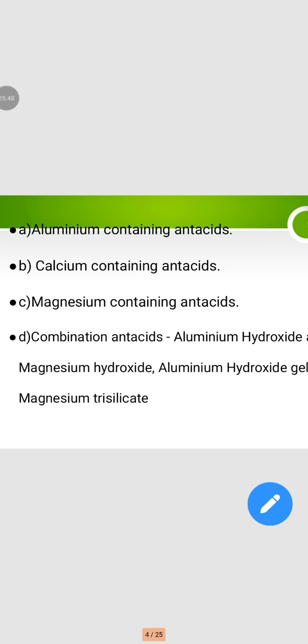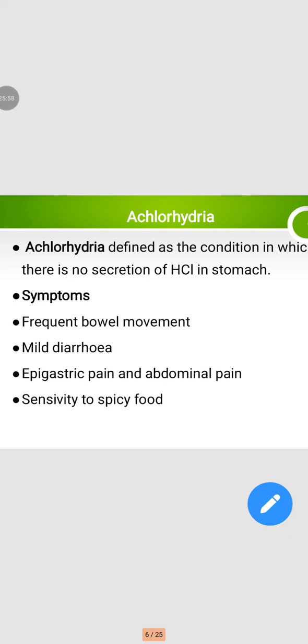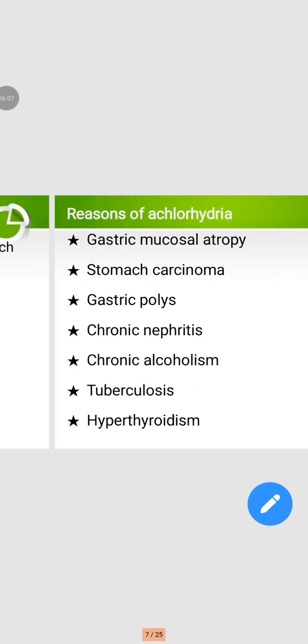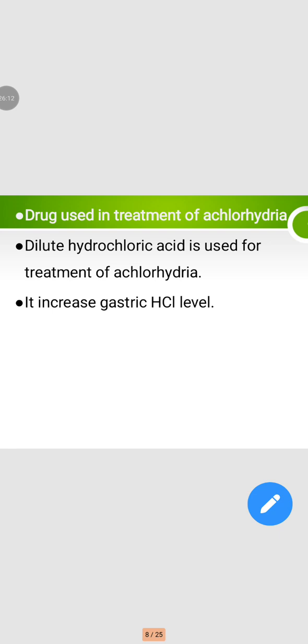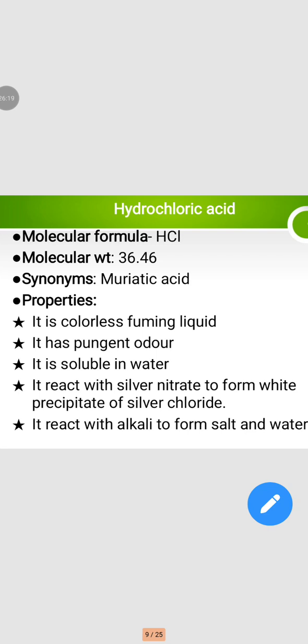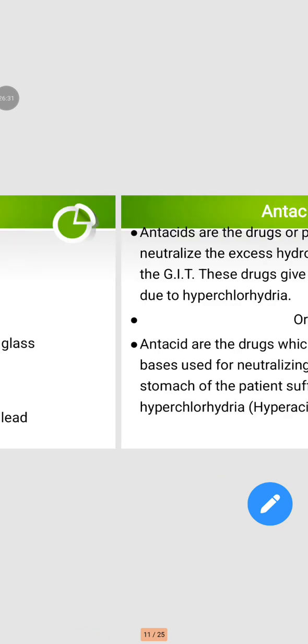More examples are combination antacids. Then third type is protective and adsorbents. Then fourth type is cathartics. Then achlorhydria definition: it is no secretion of hydrochloric acid in the stomach. Then reasons of achlorhydria, and the drugs used in its treatment. Most important drug is hydrochloric acid, with its properties. The use of hydrochloric acid is as an acidifying agent. It is used for excretion of alkaloids and as a gastric acidifier.